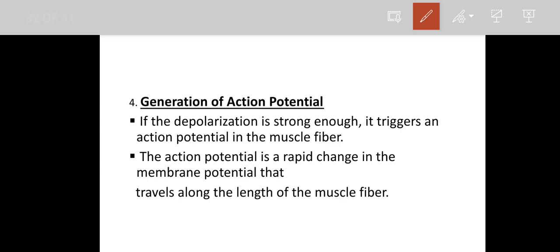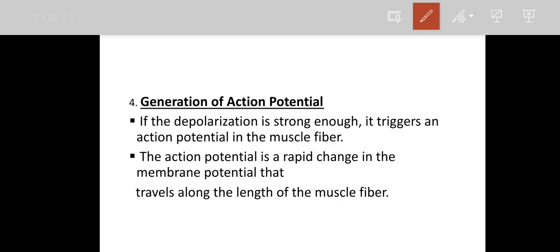Then after that positivity, when ions like sodium have accumulated, what follows is an action potential. So we are going to indicate generation of an action potential. If the depolarization is strong enough, and the depolarization we're talking about is the influx of sodium inside the muscle fiber, if it is enough to produce an action potential, it triggers an action potential in the muscle fiber. Muscle fiber and muscle cell, we're talking about one and the same thing.